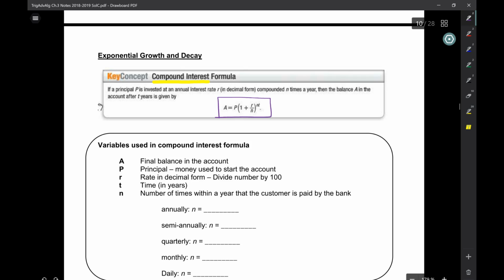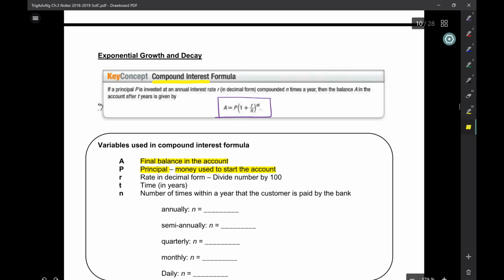First, you have A, right? And A is the final balance in the account. So when you get your statement at the end of the 5, 6, 9, whatever years, how much money do you have in there right now? P is the principal, which is the money used to start the account. So when you went to the bank to open up the account, how much money did you put in?